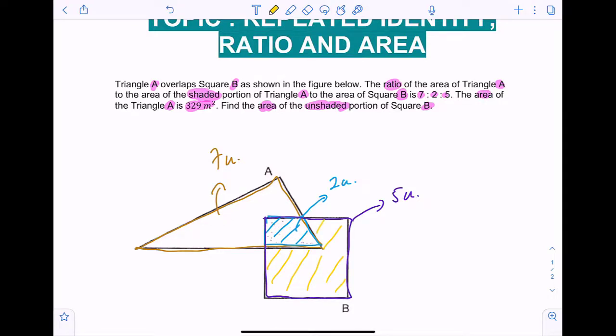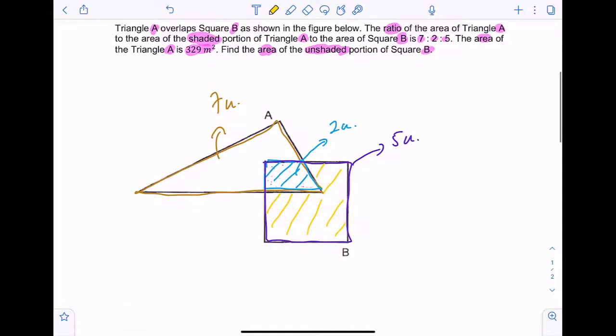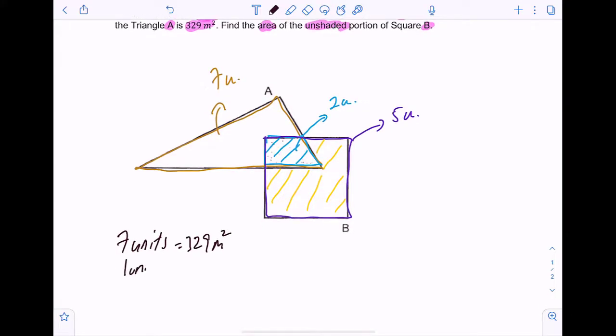Now, what we can do to solve this question is to first put 7 units equals 329 square meters. Okay, not square cm, square meters. And then we find 1 unit: 329 divided by 7. That will be 47 square meters.